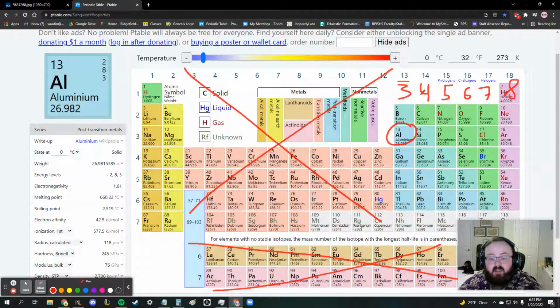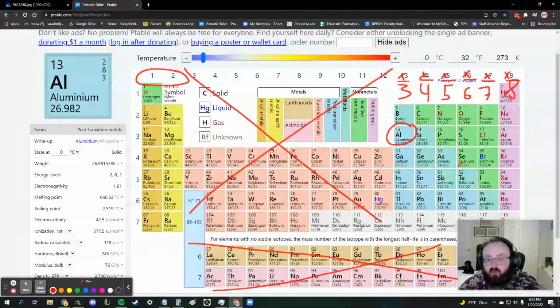The way you can easily get this, groups 1 and 2 tell you how many valence electrons there are. For groups 13, 14, 15, 16, 17, and 18, you just get rid of the 1. And that will tell you how many valence electrons each element in the group has.